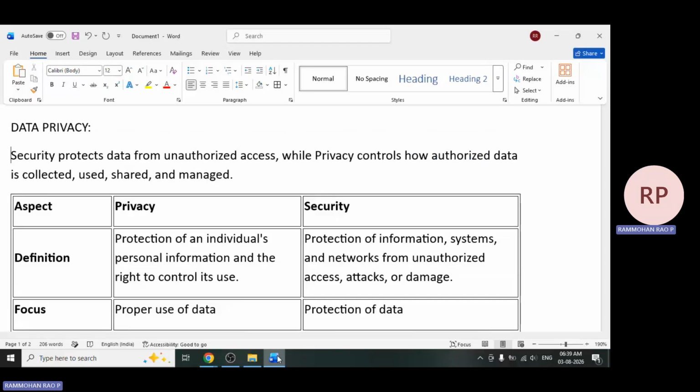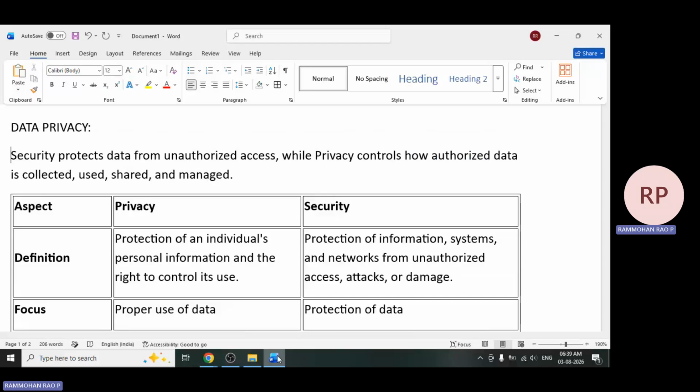But why do we use curtains in our room? We use curtains in our bedroom, so I hope you know the purpose of a curtain. We expect certain privacy. We expect people to knock on the door before they come in. So privacy talks about the user's control.